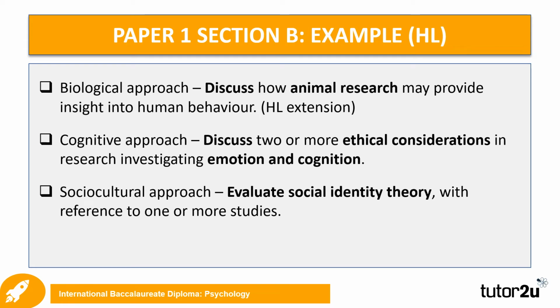Here are some example questions for Paper 1 Section B. Discuss how animal research may provide insight into human behavior. This question is from the higher level extension and would not be possible for standard level students to get. Discuss two or more ethical considerations in research investigating emotion and cognition. Evaluate social identity theory with reference to one or more studies.